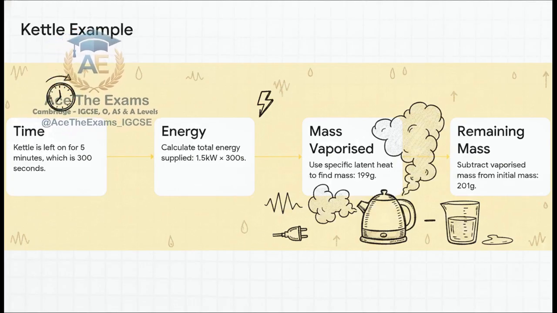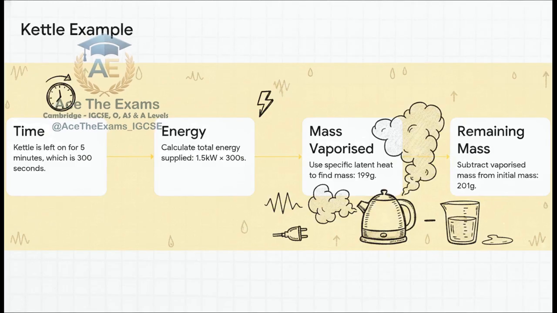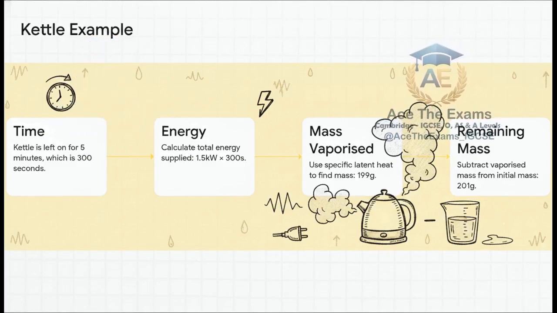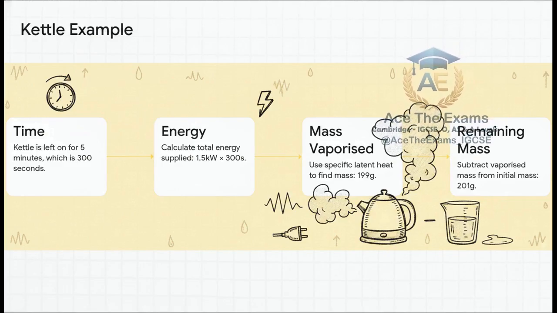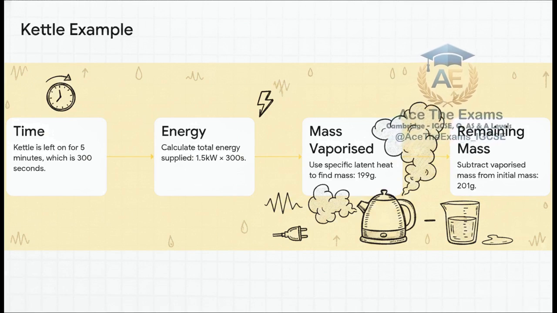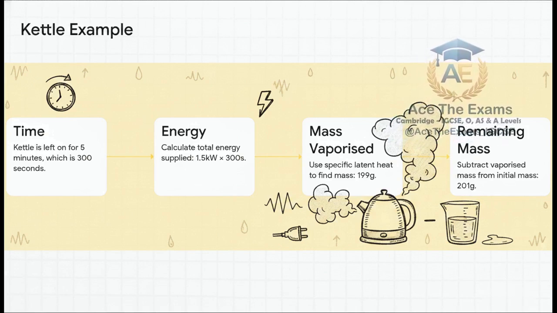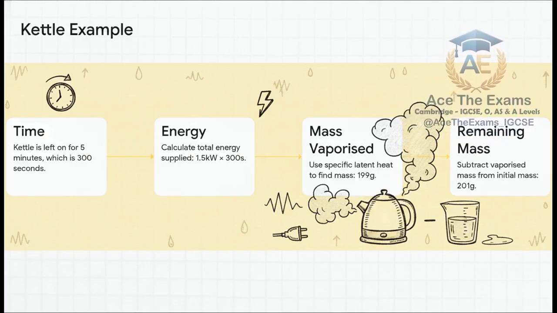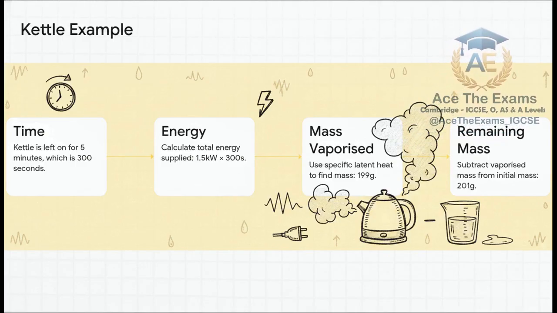Now, here is the absolute classic mistake. Sam gets to 199 grams, double underlines it, and moves to the next page. But Sam didn't read the command requirement. Step 4 is the crucial trap. The scenario asks for the mass remaining. We started with 400 grams. We boiled away 199 grams. Therefore, the remaining mass is exactly 201 grams. Always, always reread the final sentence of the question.